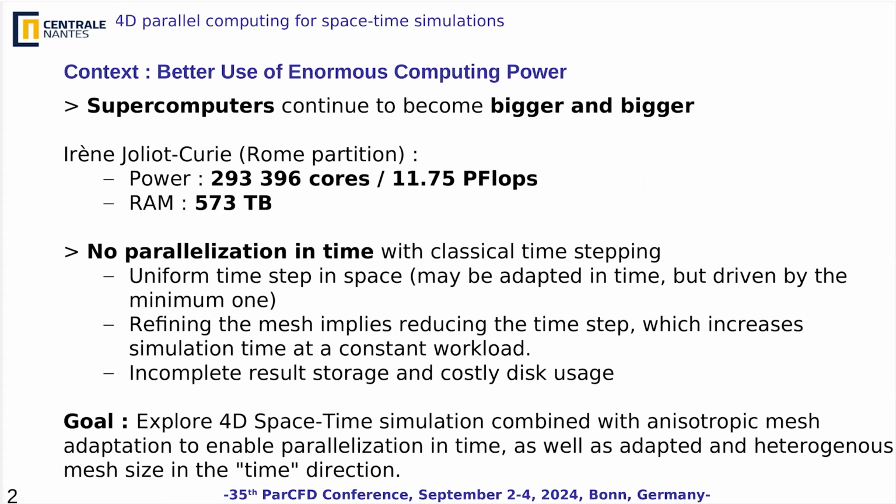So first of all, some observations. Supercomputers become bigger and bigger, and there are a lot of resources inside. For example, in France, we have Joliot-Curie, which has almost 300,000 cores. I also want to point out that there is a huge amount of memory, more than 500,000 terabytes, and most of the codes don't use this memory.